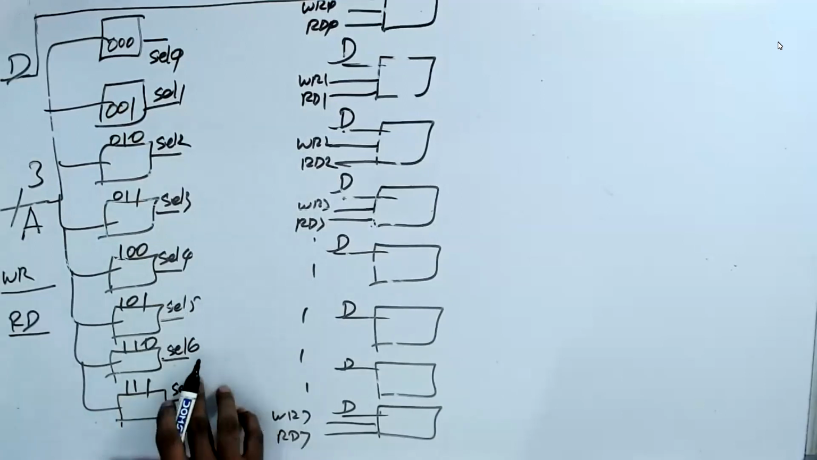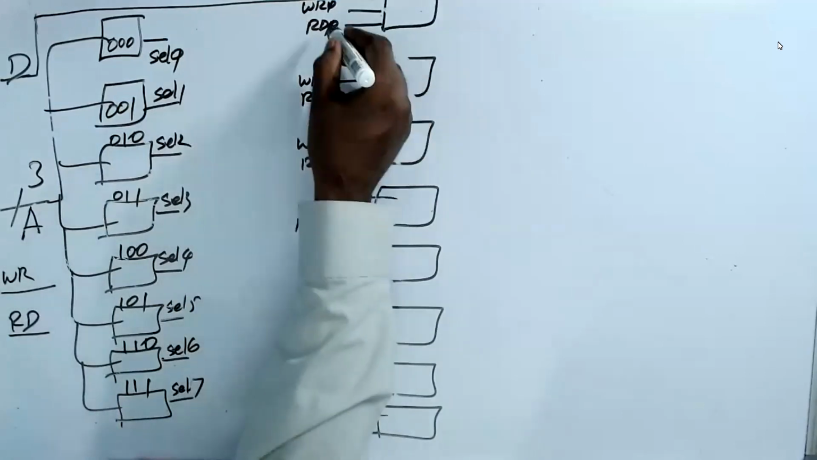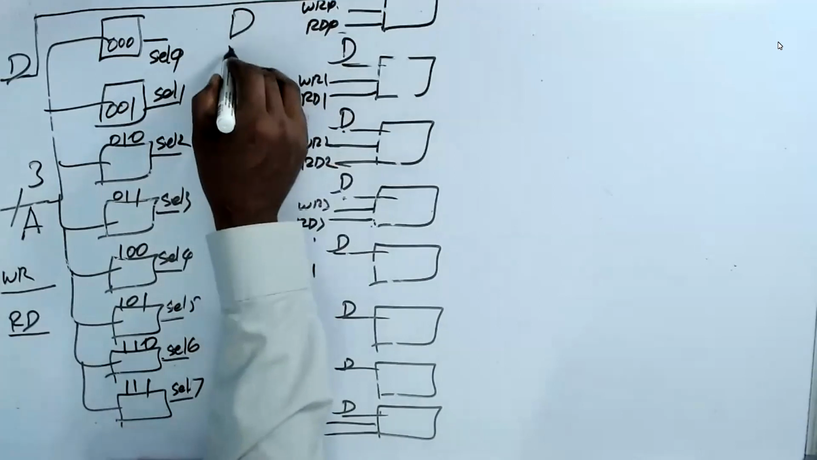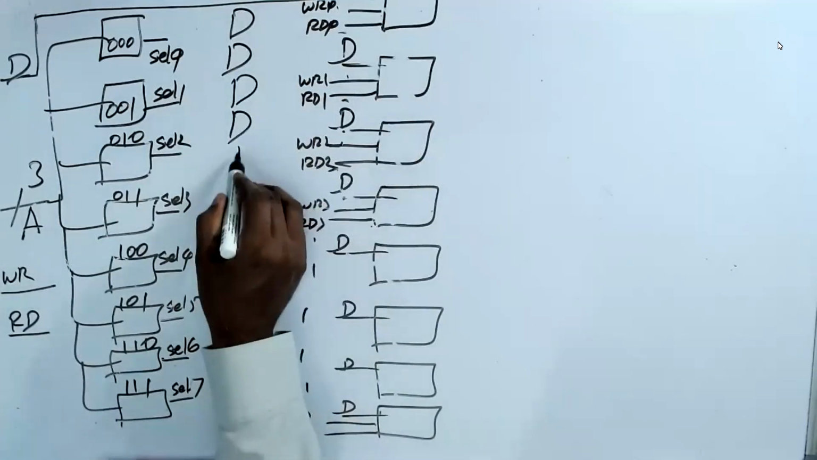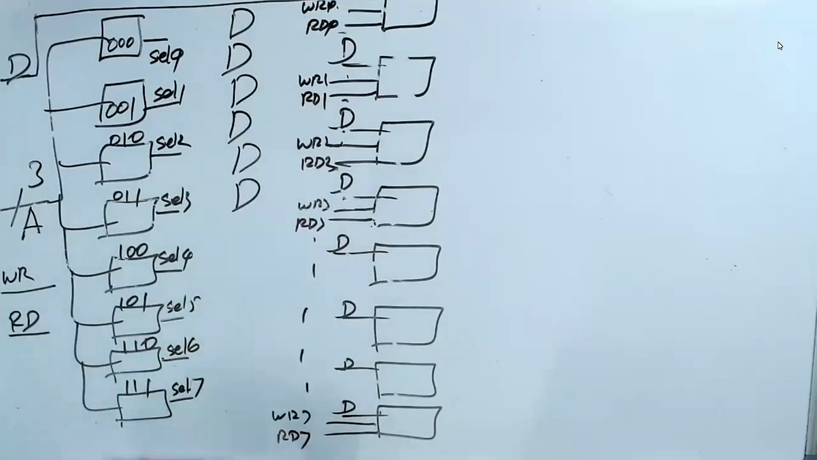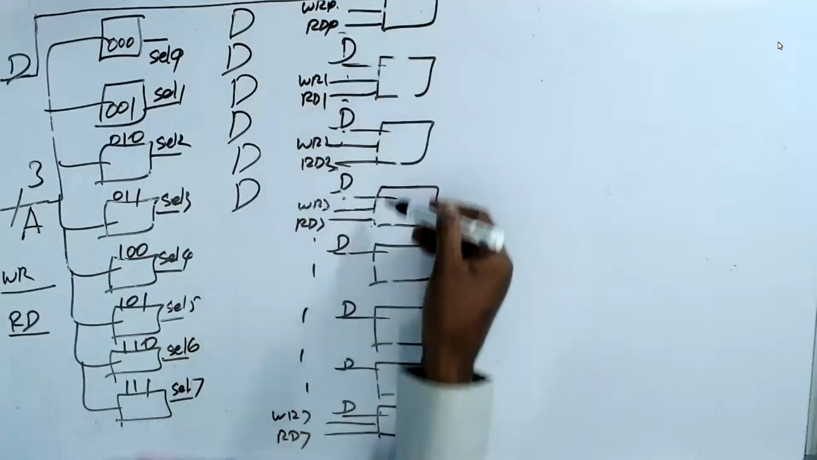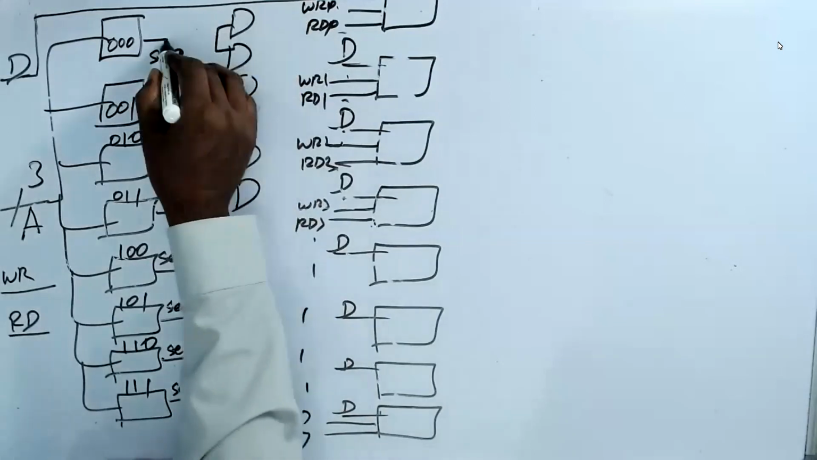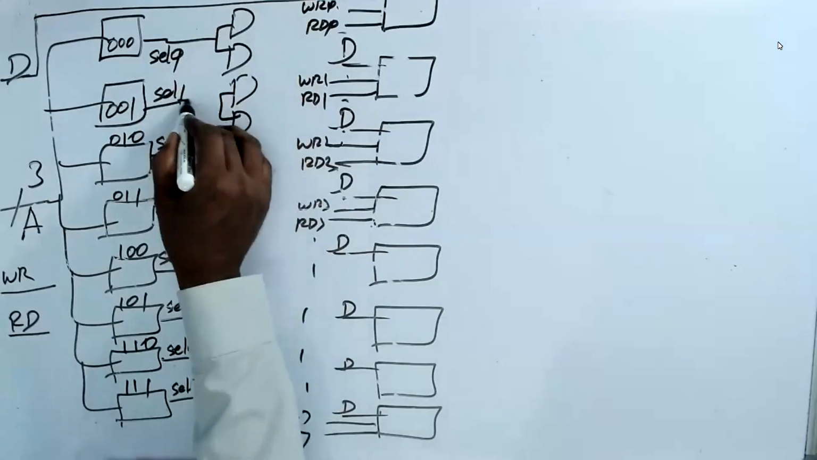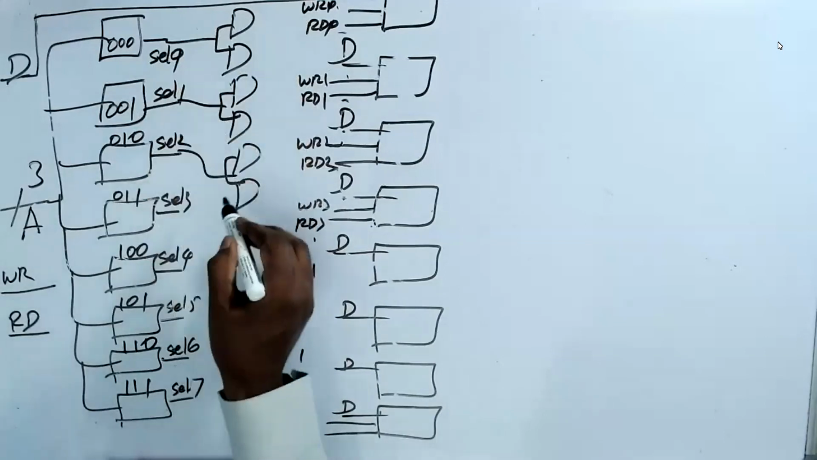select 7. Sorry. Now, for read and write, there are 2 AND gates. For this read and write, there are 2 AND gates. As we discussed, since there are 8 things, 8 into 2, that is 16 AND gates. And here we connect select 0. These 2 you connect select 1. These 2 you connect select 2, like that.